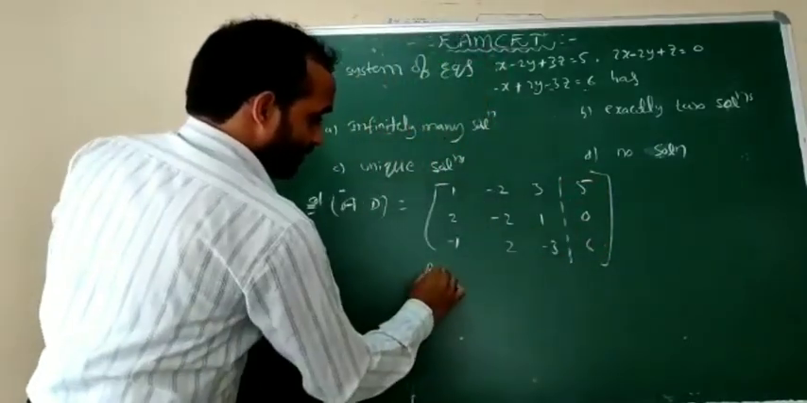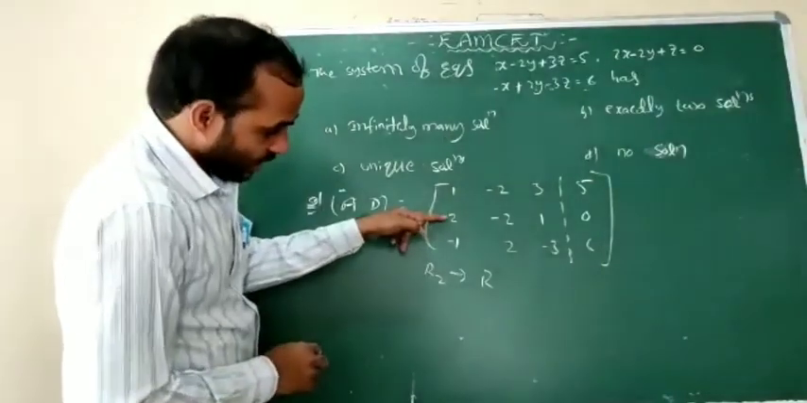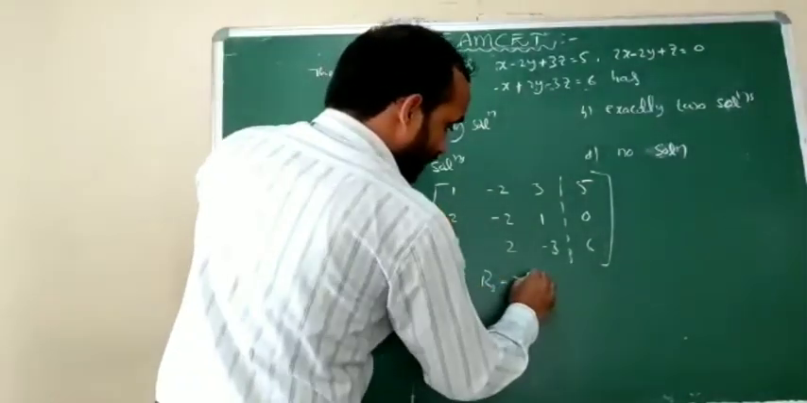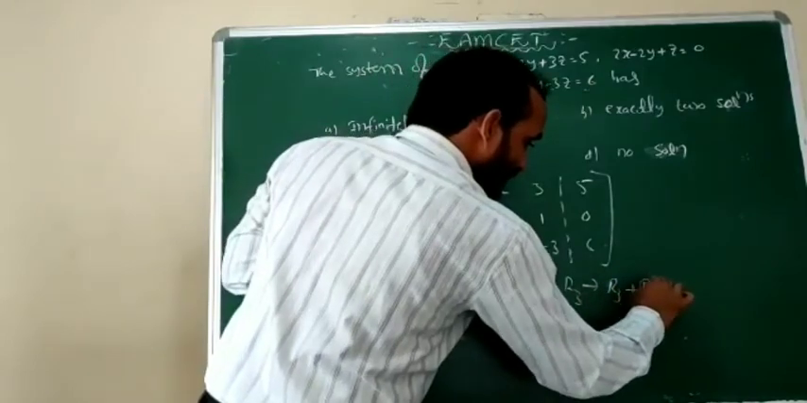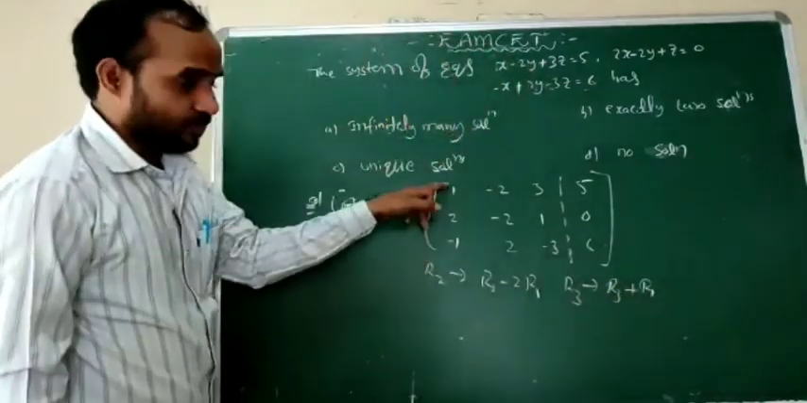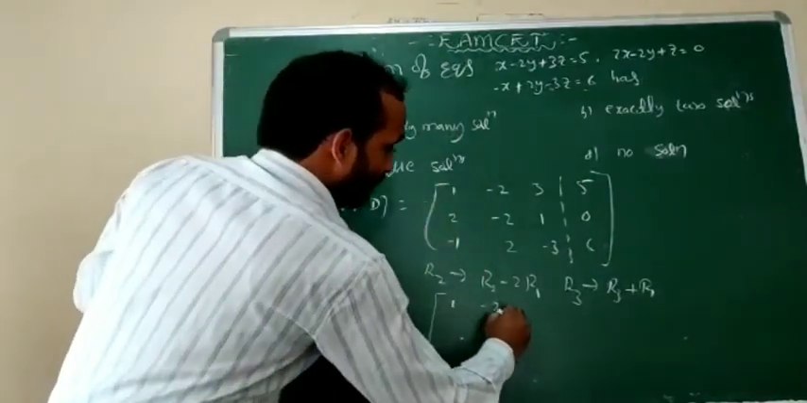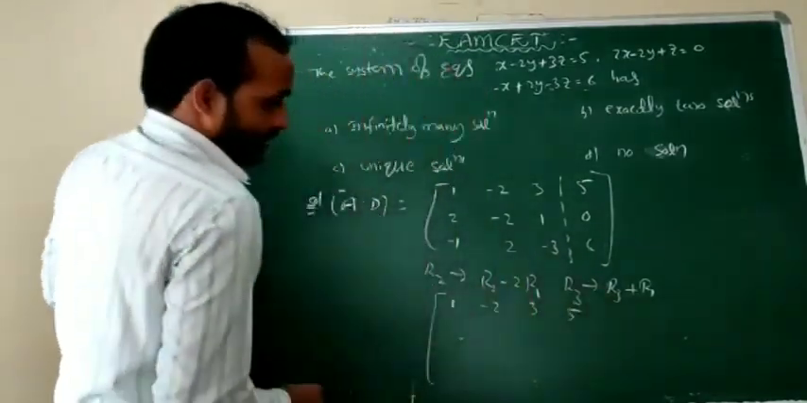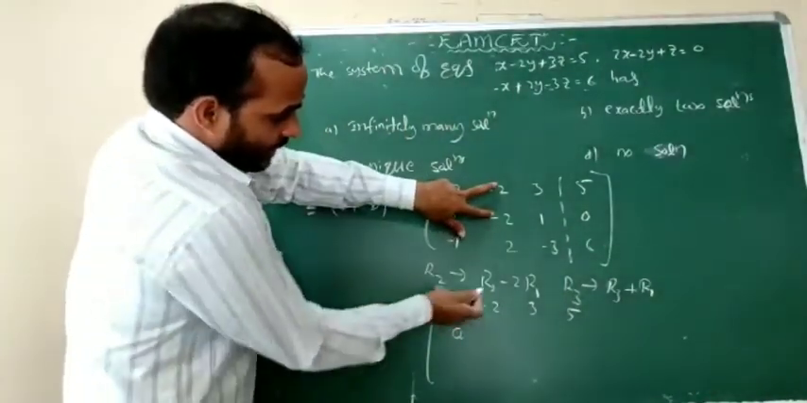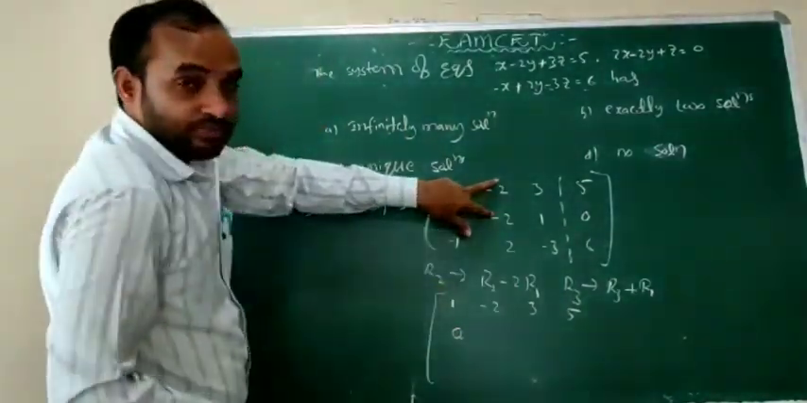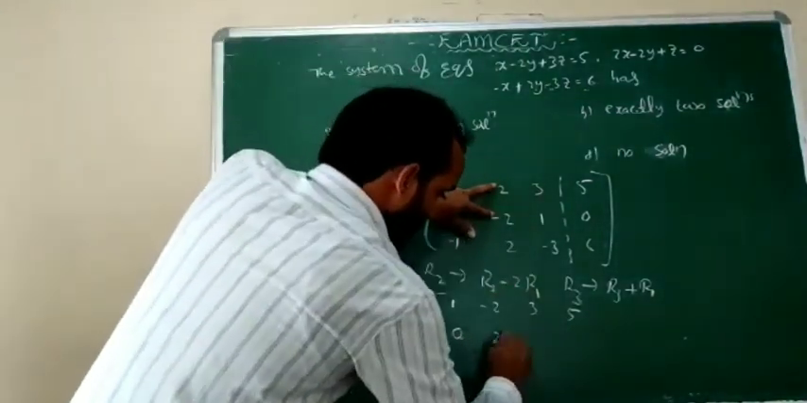So here, first of all, echelon form. That means R2 tends to R2 minus 2R1, R3 tends to R3 plus R1, because of minus 1 plus 1 is 0. So that is a single step. 1, minus 2, 3, 5. Second one, 0, because of 2 minus 2 is 0. Here, minus 2 into minus 2, plus 2 2s are 4. Minus 2 means here is 2.